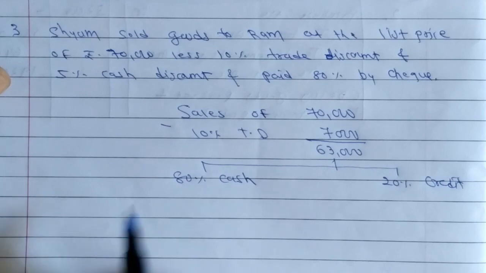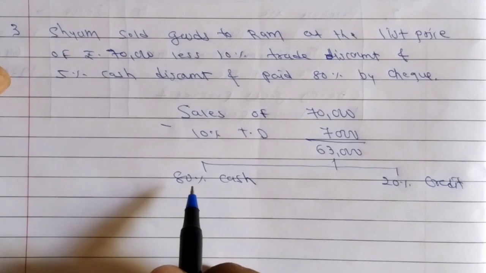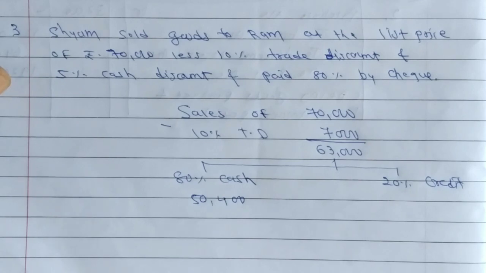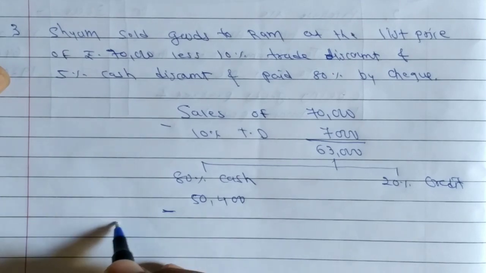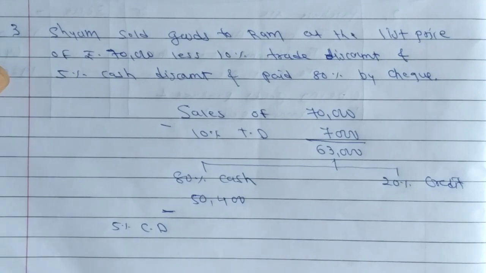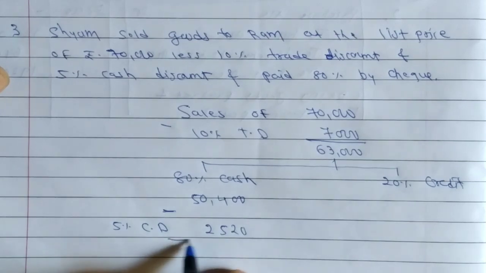So let us first find 80% of 63,000. 80% of 63,000 would be 50,400. So 50,400 is received by cheque. So here the concept of discount will be applicable. We have sold goods, so we will give discount. So from this 50,400, cash discount is 5%. So 5% cash discount we will minus. So 5% of 50,400 is 2,520, that we will minus.